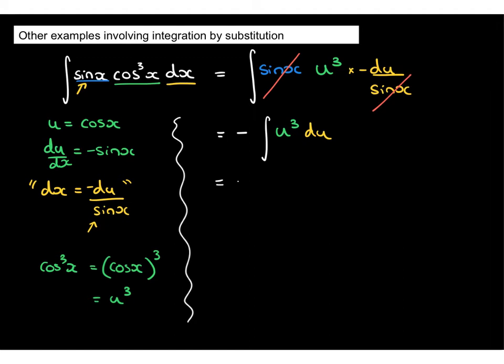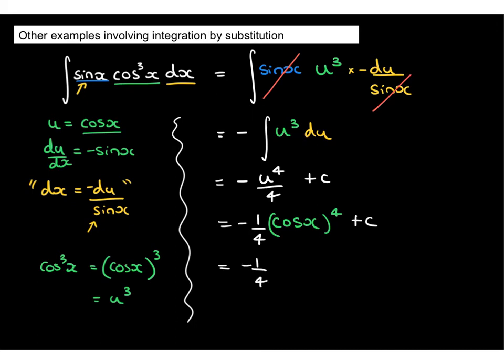So this then becomes negative u to the 4 over 4 plus a constant, and then I'm simply going to replace u with what it is in terms of x, so that's cos x all to the power of 4, but of course a much neater way of writing that is to use the notation cos to the power 4 x.